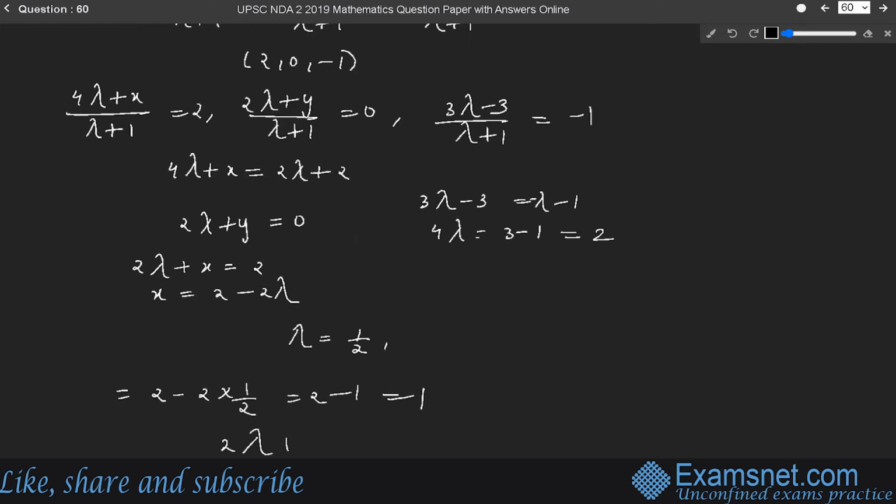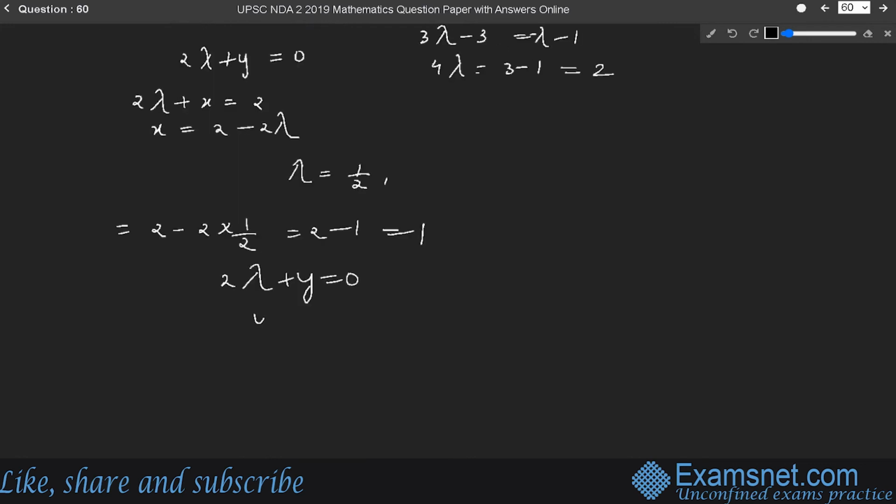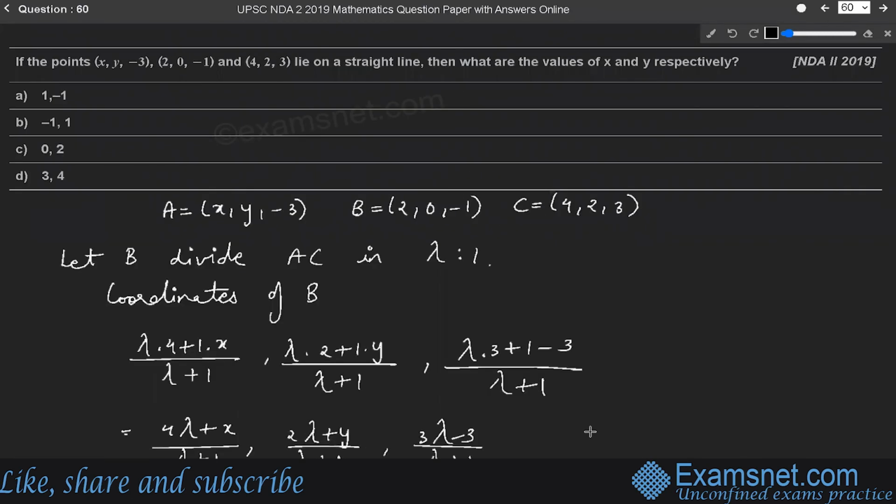And 2 lambda plus y is equal to 0. Therefore, y is equal to minus 2 into lambda. So y will be equal to minus 2 into 1 by 2, which is equal to minus 1. Hence, the values of x and y are 1 comma minus 1. Therefore, the correct option for this question will be option number A here.